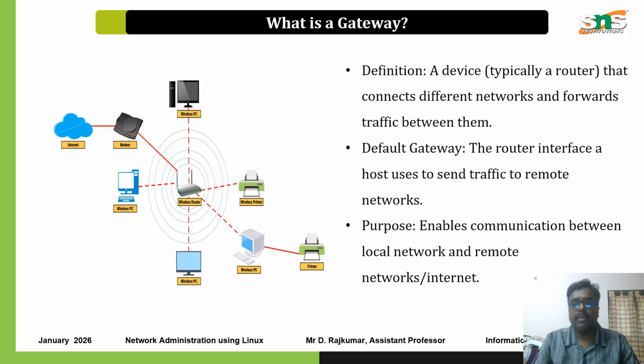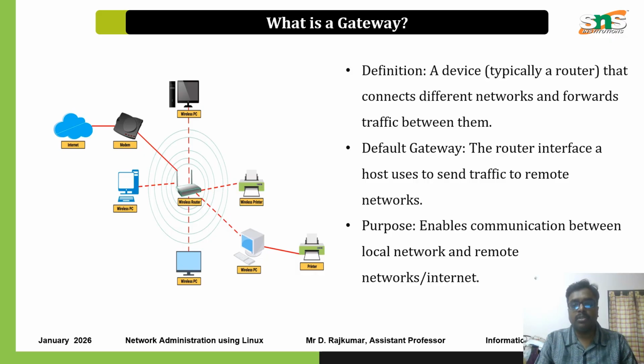So what is a gateway? A gateway is typically a router that helps us connect different networks, and it also forwards the packets between those networks. There is something called the default gateway. This is a router interface that the host uses to send traffic to a remote network.